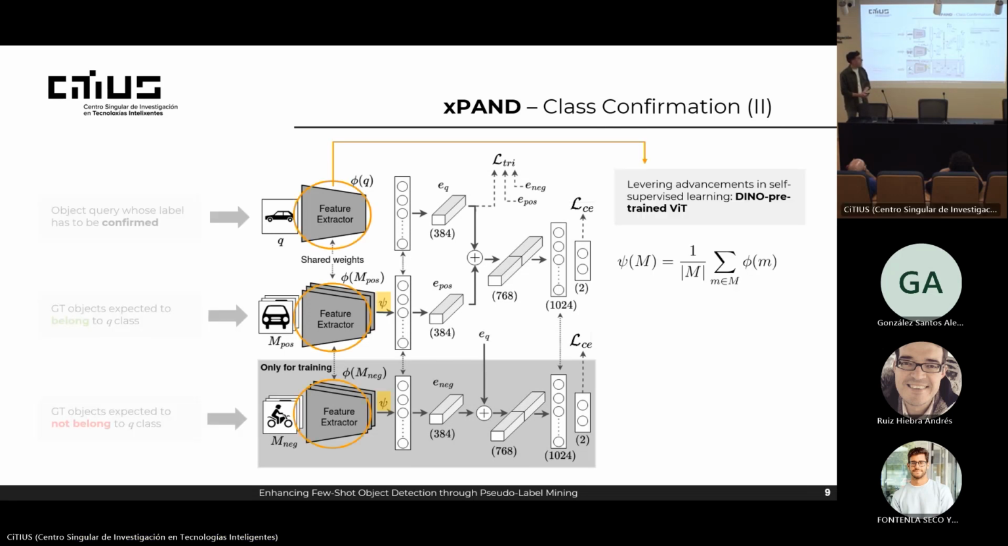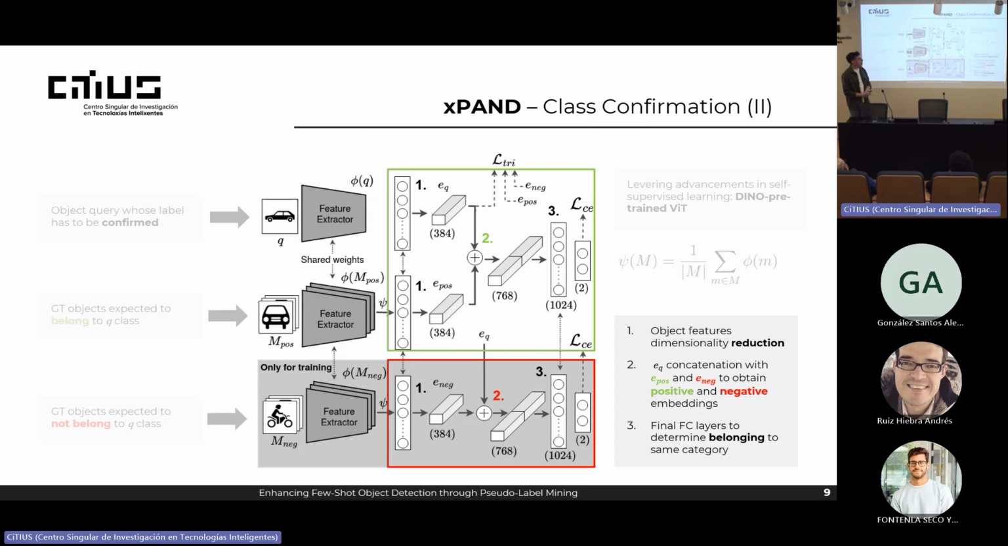So first, a feature extractor processes the 3 elements to obtain the feature maps. Here we leverage the recent advancements in self-supervised learning, and we adopt as our backbone a tiny pre-trained ViT. Also, since the positive and negative branches, these two, receive multiple images, the final feature map is obtained by averaging the individual feature maps.